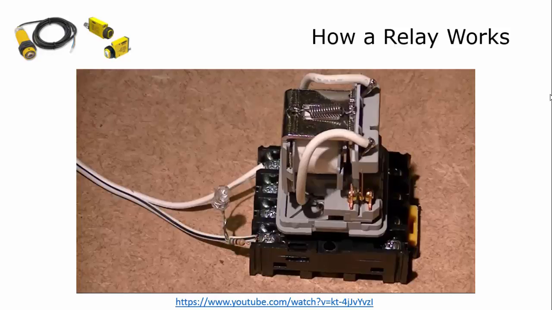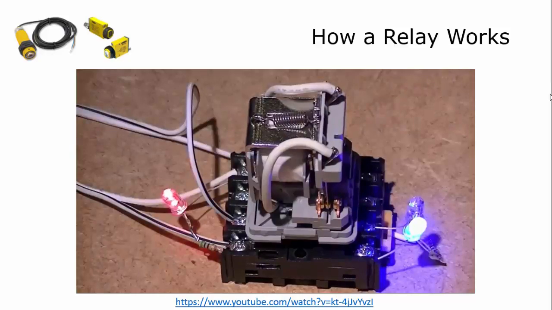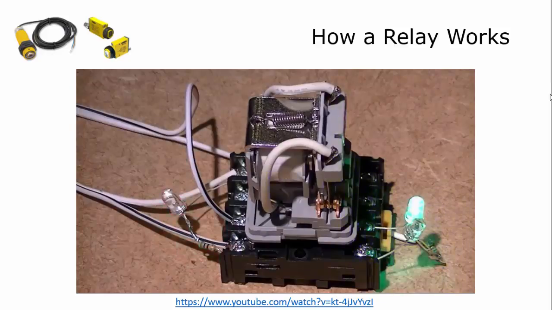To make it easier to see, an LED has been added. When the LED is on, the relay is energized. Now a blue and green LED have been added. When the relay is energized, the blue LED is on, and when the relay is de-energized, the green LED is on. This happens because the common contact has changed from normally open to normally closed.